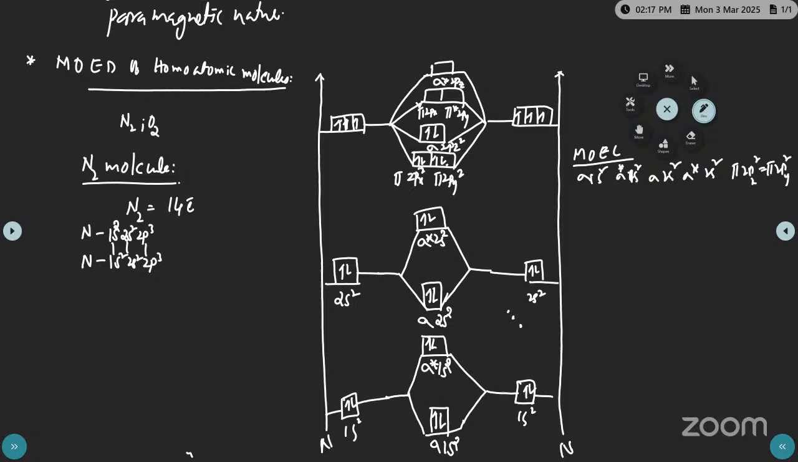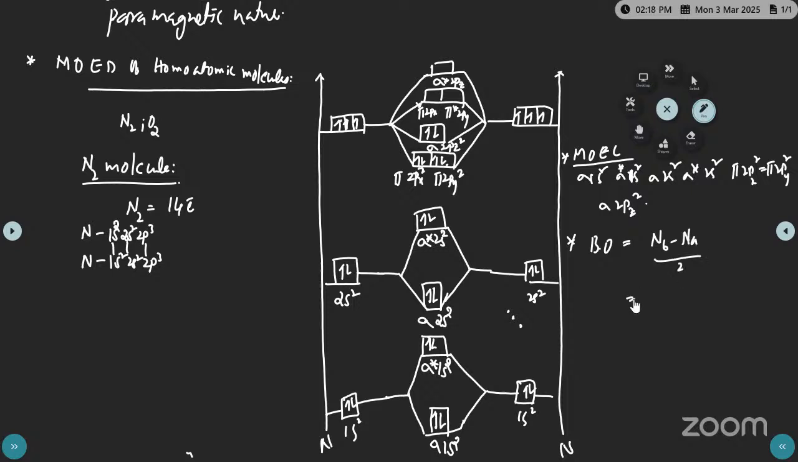And sigma 2pz2. So this is the molecular orbital electronic configuration. And next, bond order. Next point ఏంటి? Bond order. So what is the formula for bond order? Number of bonding electrons minus number of anti-bonding electrons, divided by 2.